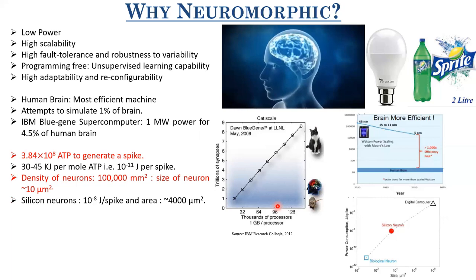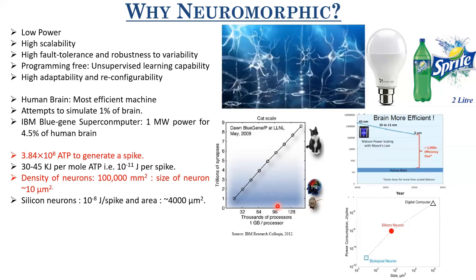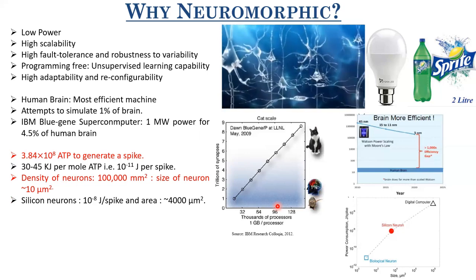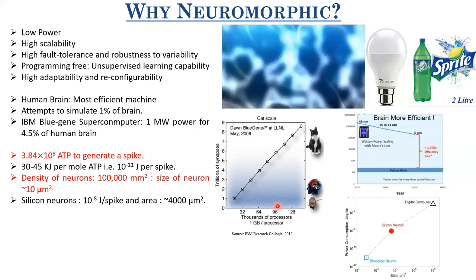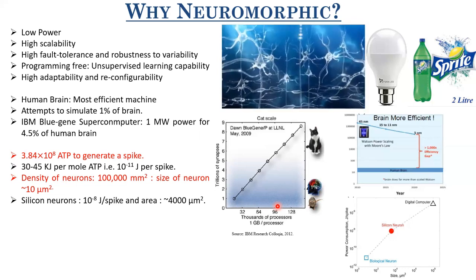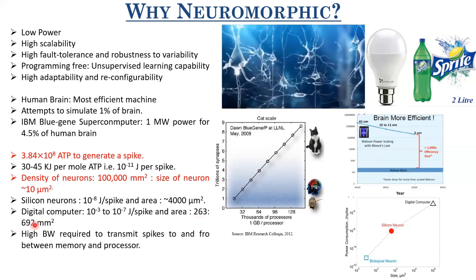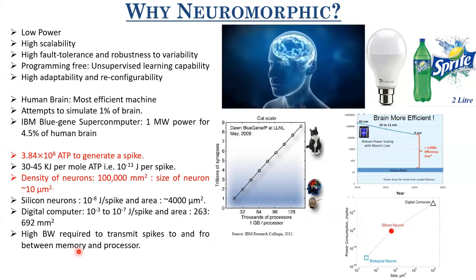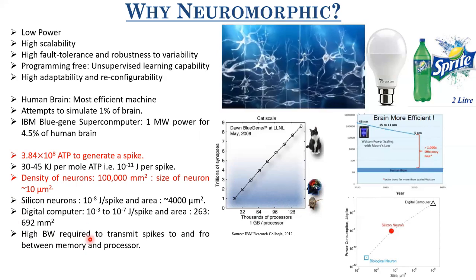And it's actually the massive parallelism in the human brain, that is, all the neurons are working at the same time. So it's a huge parallelism, which is making this overall process so energy efficient. Also, if you want to process these widely parallel systems or neural networks on your digital computers, a high bandwidth is required to transmit spikes to and fro between the memory and the processor. And this is actually the reason why you have a huge amount of energy dissipation.